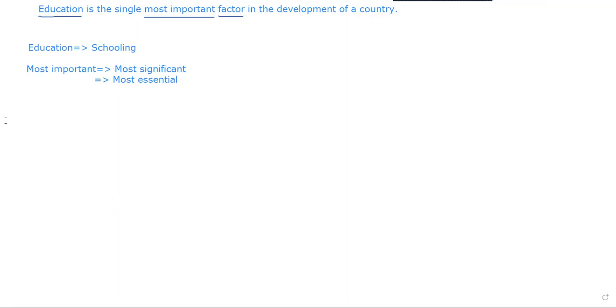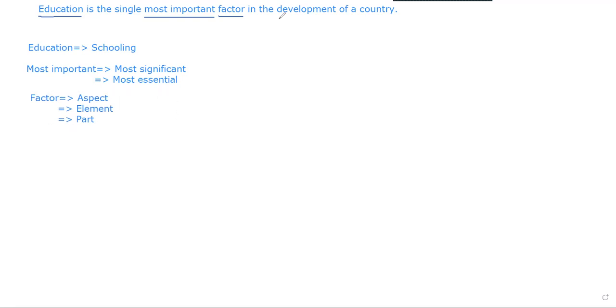Factors. For factors we can use, instead of factor, maybe aspect. Or perhaps we can use element. Or we can simply say part, a part. Factors, manufacture, can these be used, sir? No, manufacture means to produce or make something, production of something. Factor means some part, some aspect, element, component.